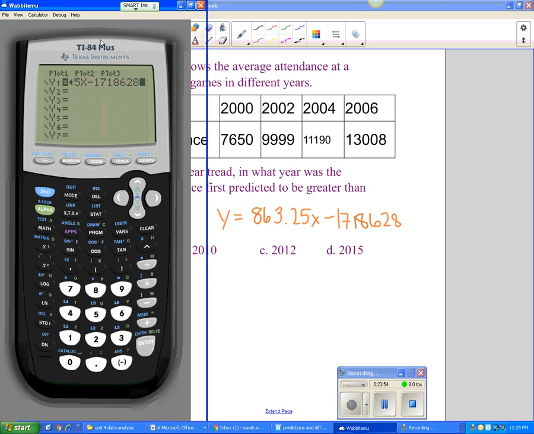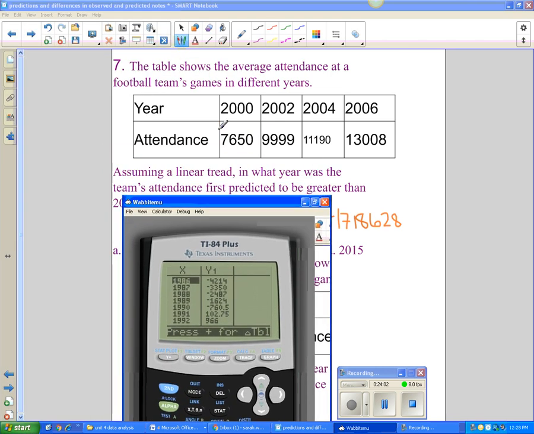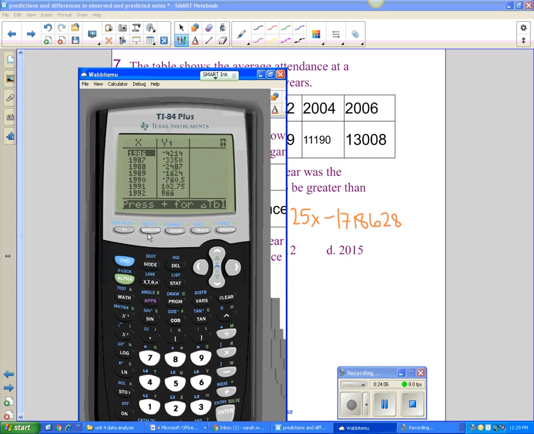Okay, and second table. Okay, look, those numbers don't make sense. Let's look and see. It starts in 2000, so we're going to go to second window and start it in 2000.